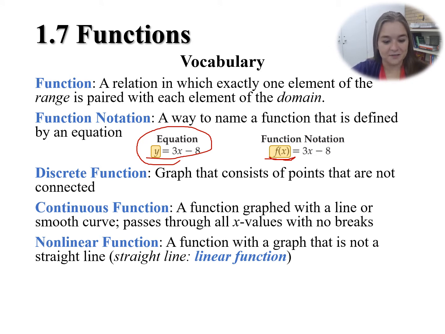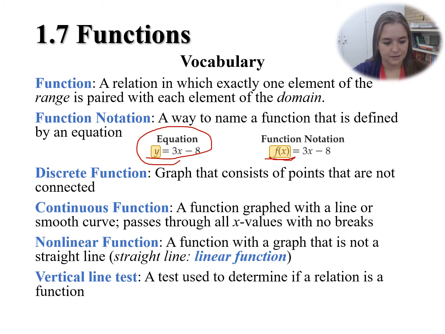Nonlinear is the function with a graph that is not a straight line. So in math, when we use the term line, we mean straight line. And when we're talking about graphs of lines, we're talking about linear functions. That's that y equals mx plus b form that you learned last year. Our last vocab term for today is the vertical line test, and that's a test that we will use to determine if a relation is a function. Make sure that you pause and have all of these vocab terms in your notes.